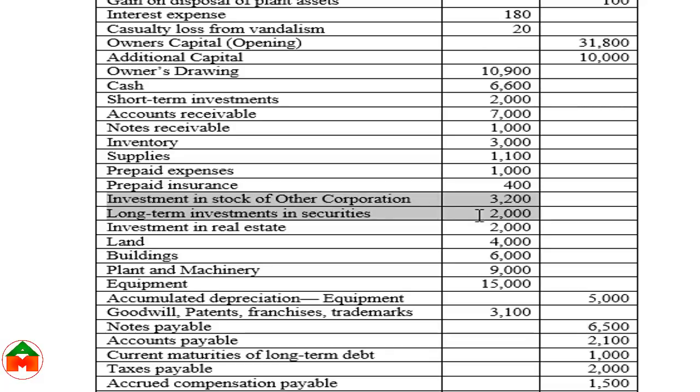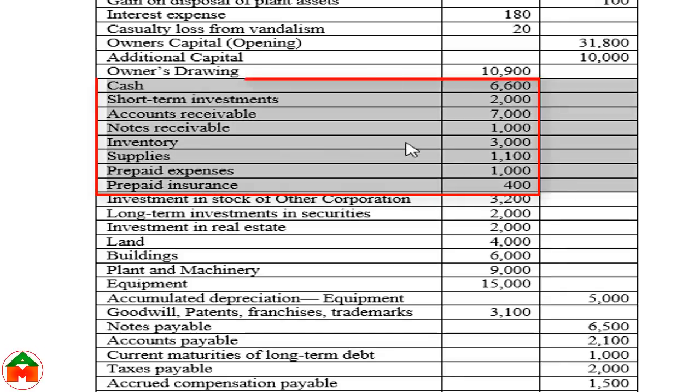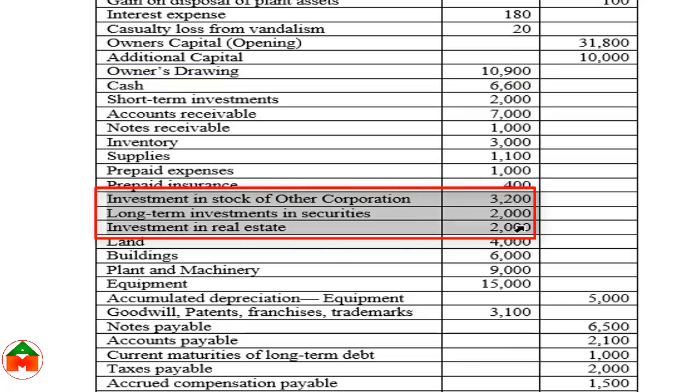Investment in stock of other corporation is considered an investment. So here there are three investments. One is investment in stock of other corporation, then we can see long-term investment in securities, and then investment in real estate. These three items should be shown in the balance sheet as investments, in the investment section, while the previous items are current assets, which should be shown in the asset section.